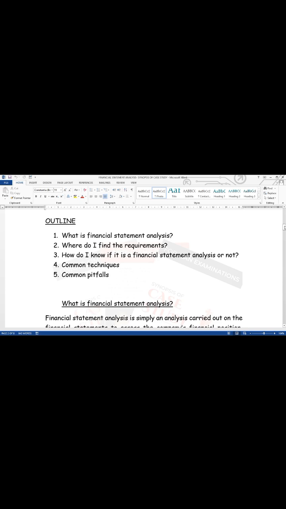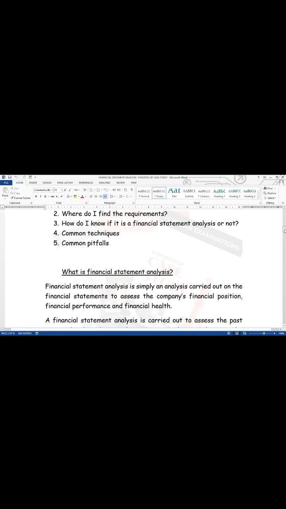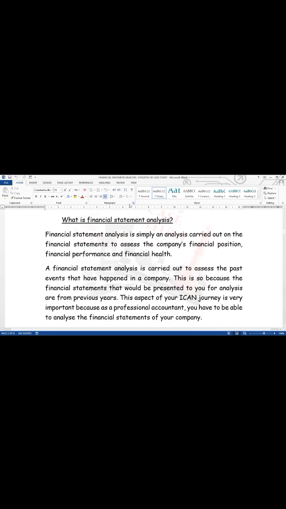So let's start. What is financial statement analysis? Financial statement analysis is simply an analysis carried out on the financial statements to assess the company's financial position, financial performance, and financial health.